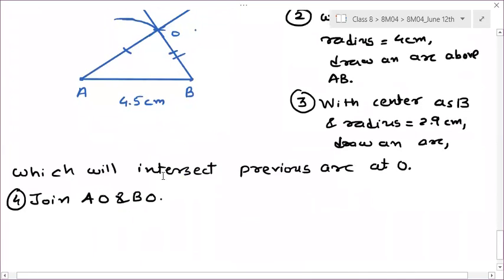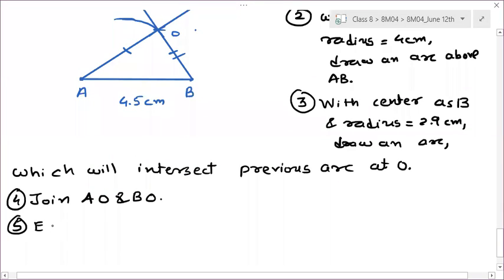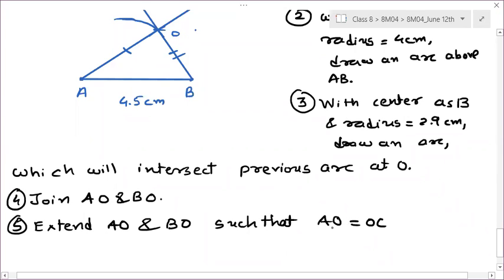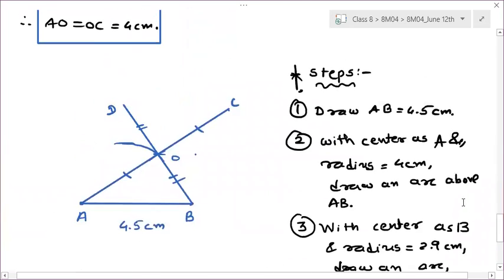So our next step is to extend AO and BO such that AO equals OC and BO equals OD. Okay, extend AO and BO. You can also add one more thing: extend AO and BO to C and D points respectively, such that AO equals OC and BO equals OD. Okay.